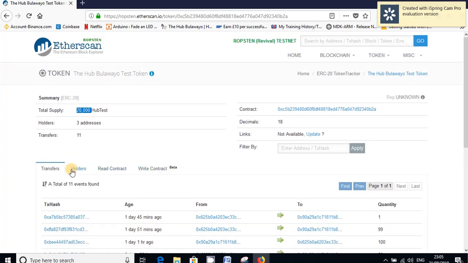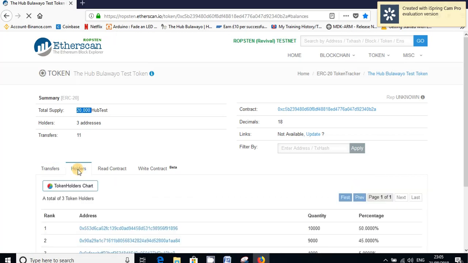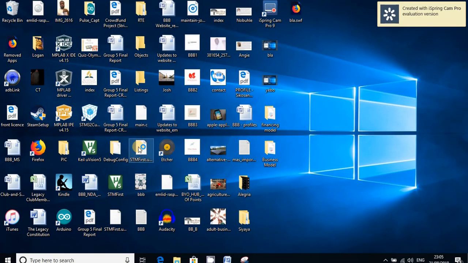On top of that, we can then go and say who are the holders of these tokens, and then we ask for the pie chart to show us who the holders for this blockchain are.